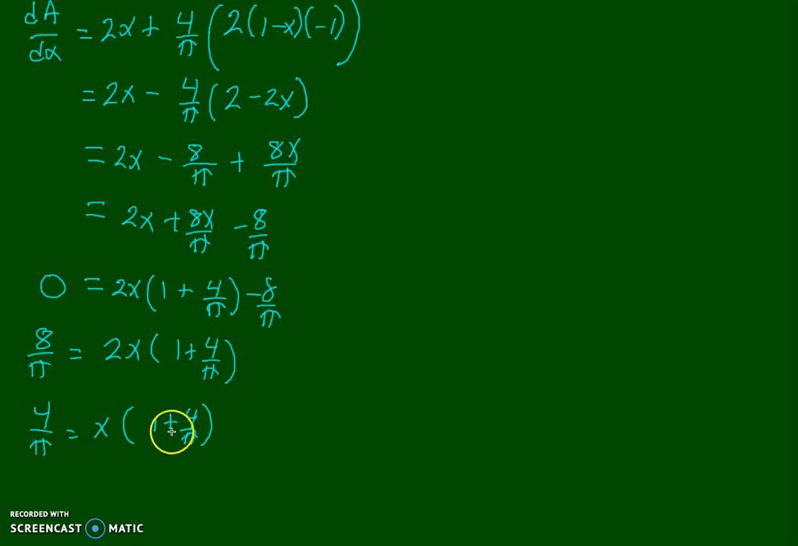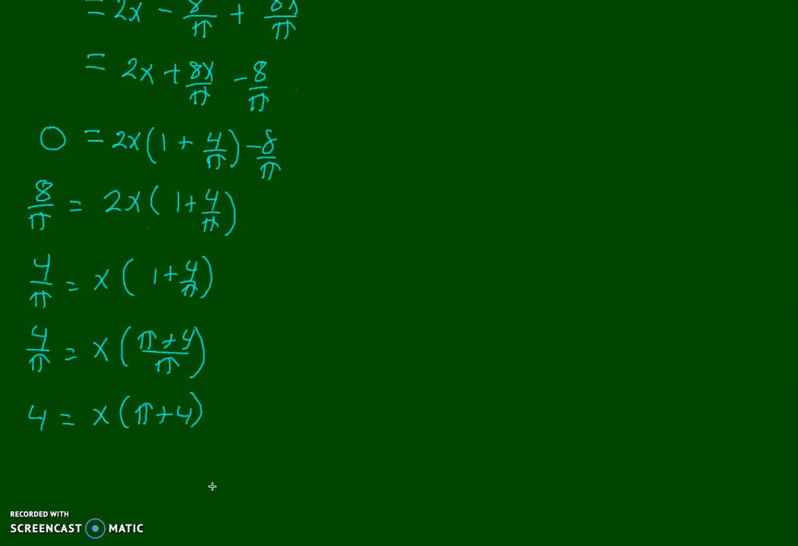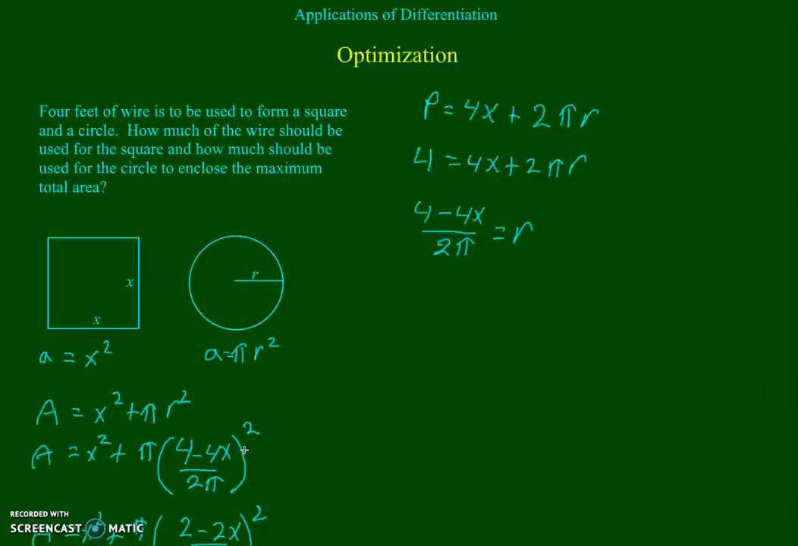And let's simplify this a little bit, see what happens there. We get 4 over pi equals x times pi plus 4 over pi. And we can multiply both sides by pi and get rid of that pi there. So we have 4 equals x times pi plus 4. And now we divide 4 by pi plus 4 equals x, and that comes out to approximately 0.56. So that's our critical number.